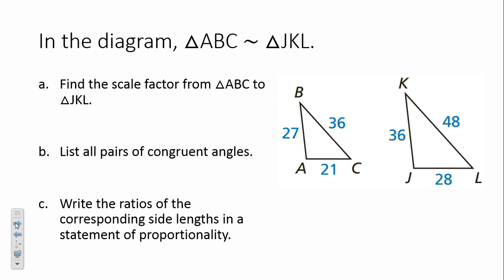So Nolan, pick a side on JKL. Which one do you want to work with? 48. Okay? If you say 48, then you have to use the appropriate side of your other triangle. Aaron, which one corresponds to 48 on our smaller triangle? 36. Then, to find our scale factor, we have to simplify it. Simplest terms, reduce.